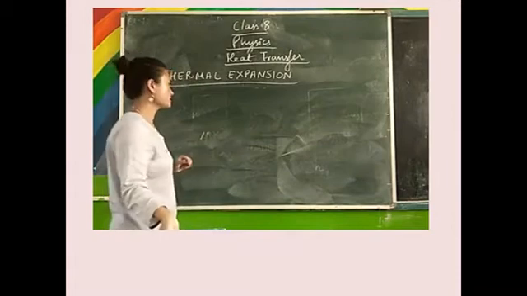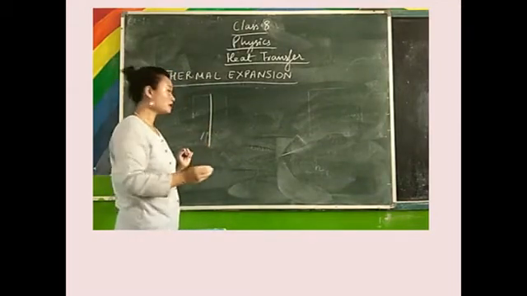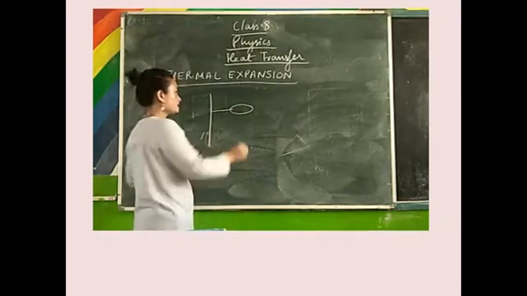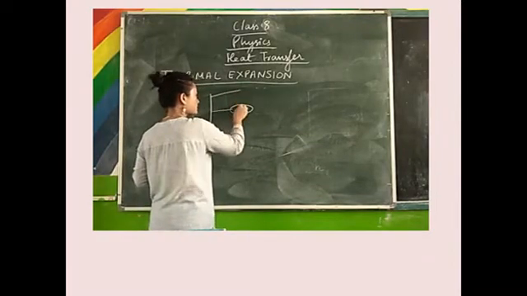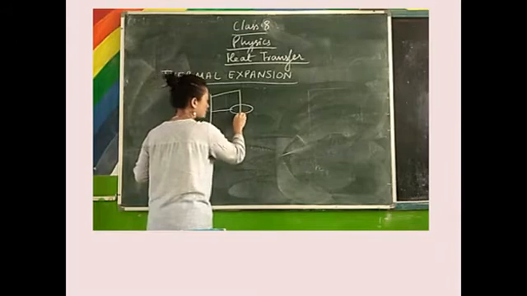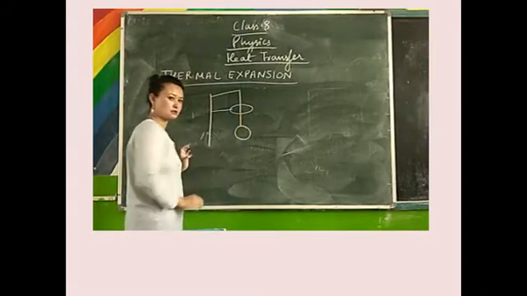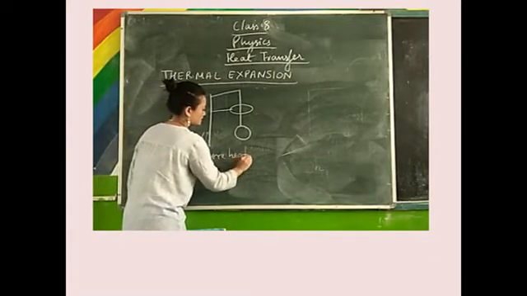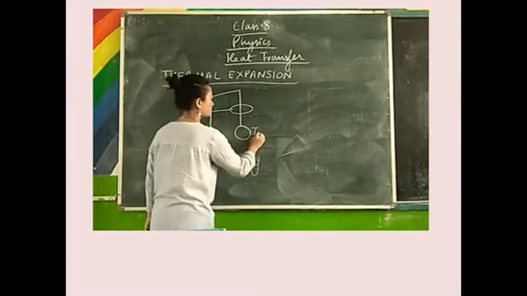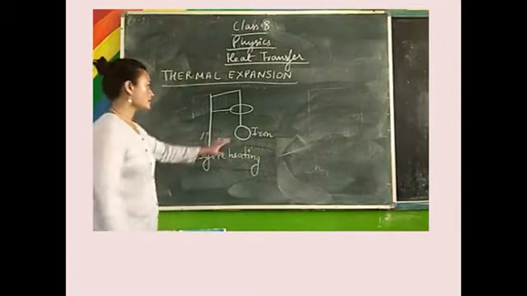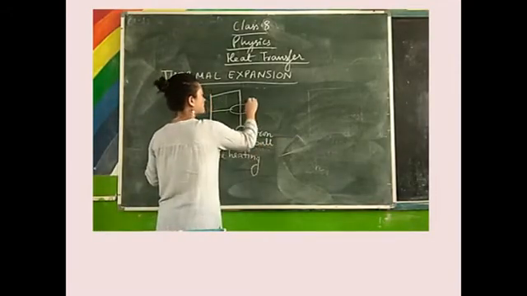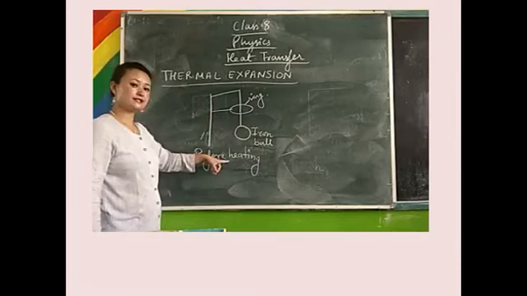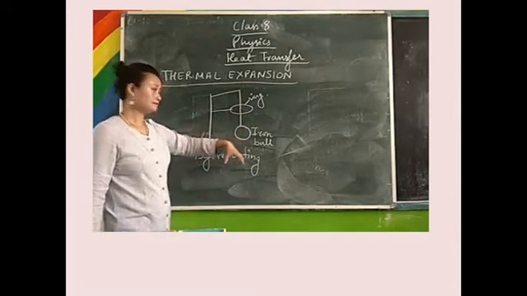For that, you need to take a stand which has a ring, and the ring should be such that a solid ball can easily pass through it. This is before heating. So let us take an iron ball. You can take a ball made up of iron. This is your iron ball, and this is your ring. Before heating, this metal ball can easily pass through the ring.